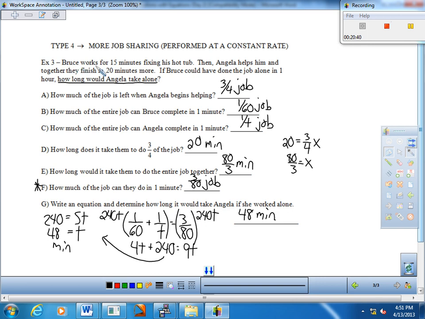And you can see quite an interesting and more difficult variation of job sharing when we did this piece. Bruce works alone for 15 minutes, then Angela helps. And so working on that piece, we had to really do some good math, a lot of preliminary work before setting up this equation down here.